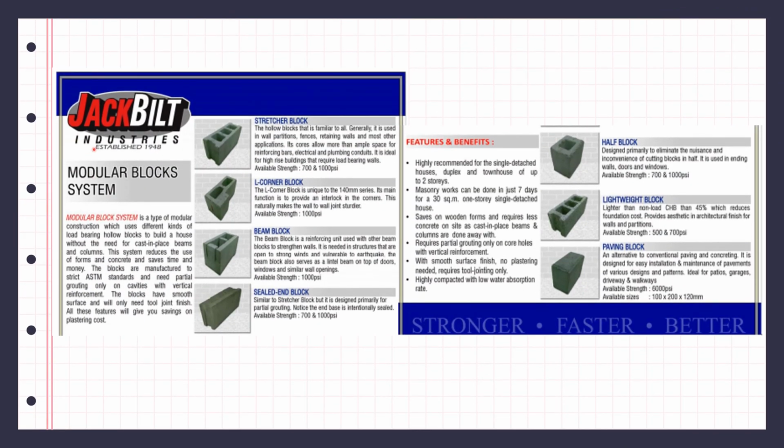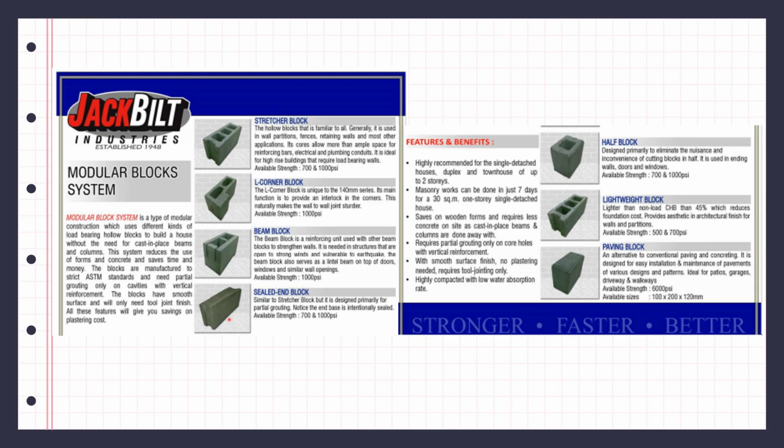These are the blocks presented in Jack-Built Industries. First is the stretcher block, which is ideal for high-rise buildings that require load-bearing walls. L-corner block, its main function is to provide an interlock in the corners. And beam block, it is needed in structures that are open to strong winds and vulnerable to earthquake. Sealed end block is similar to stretcher block, but it is designed primarily for partial grouting.